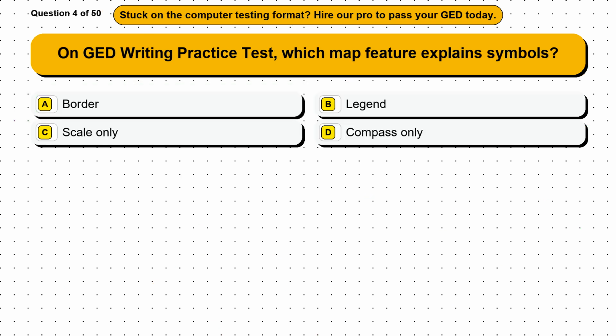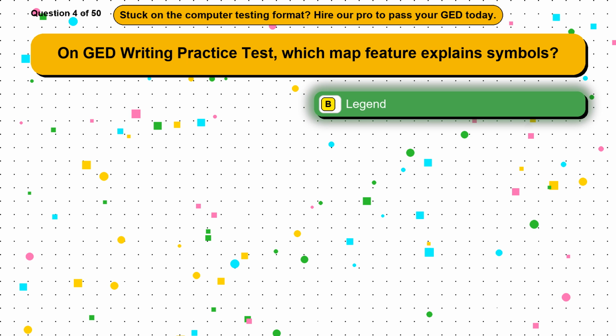Question 4. On GED Writing Practice Test, which map feature explains symbols? Option A border. Option B legend. Option C scale only. Option D compass only. The correct answer is option B.